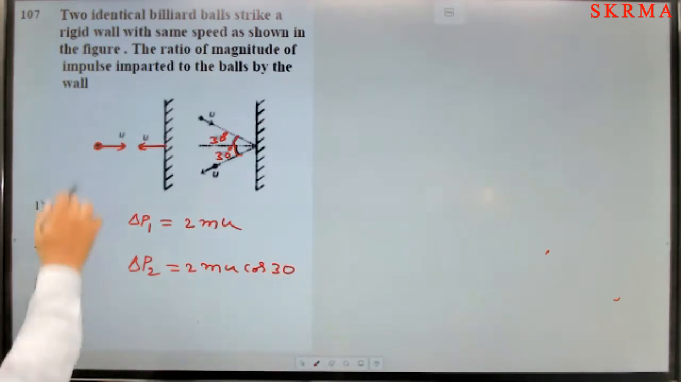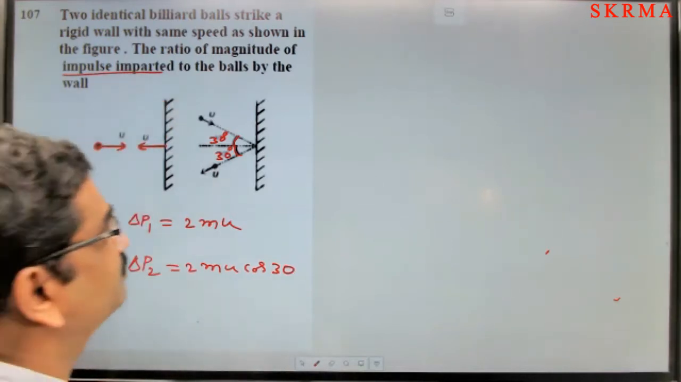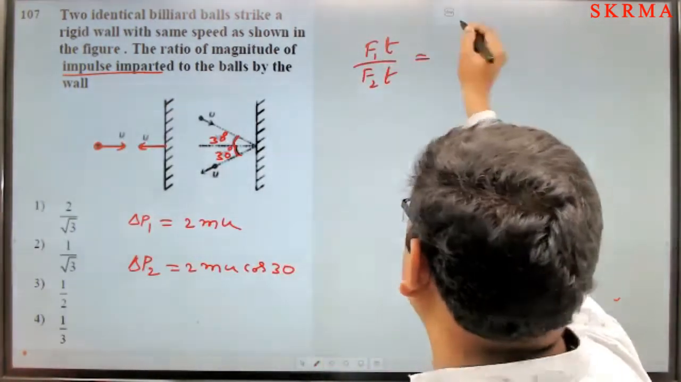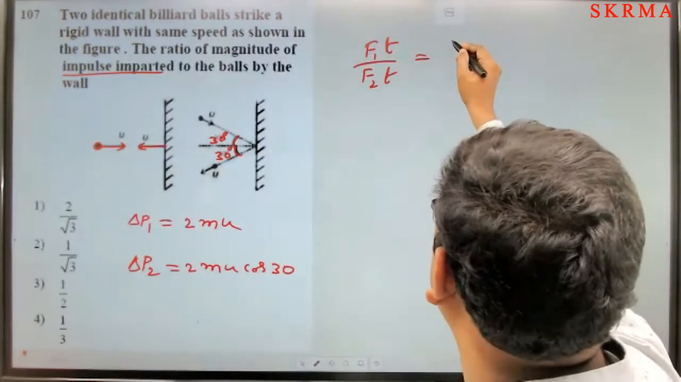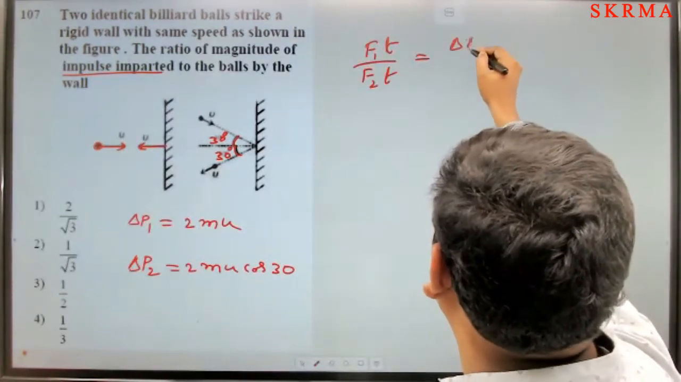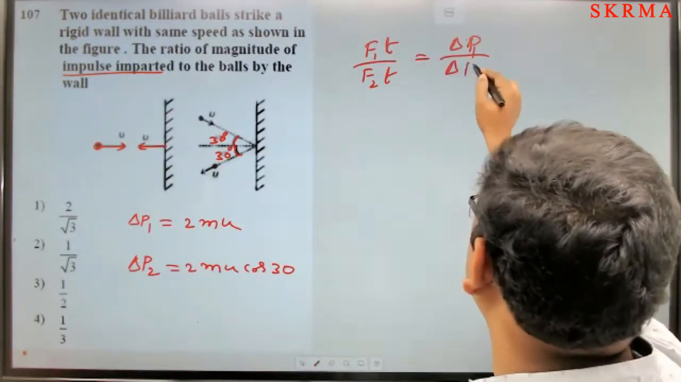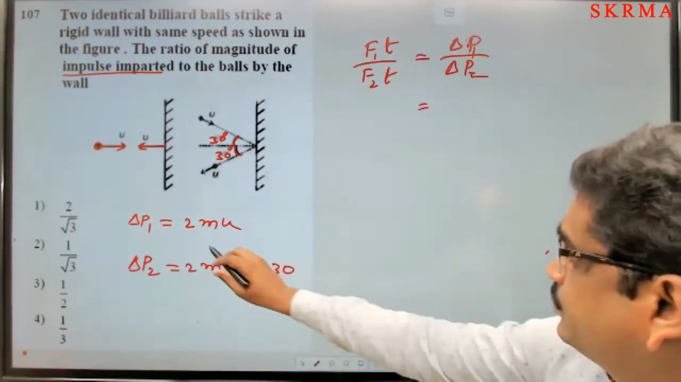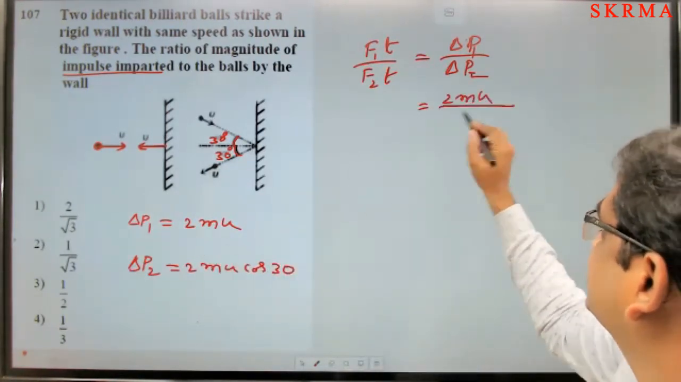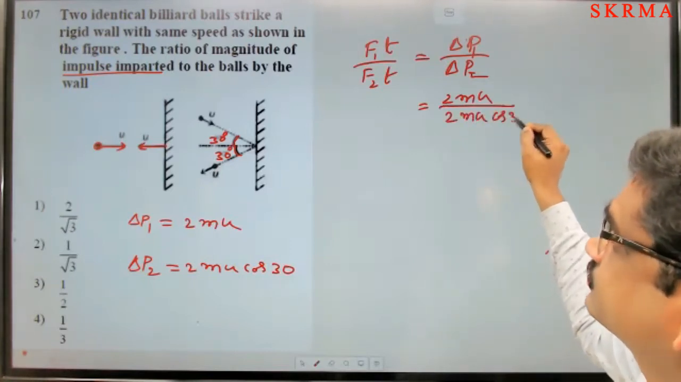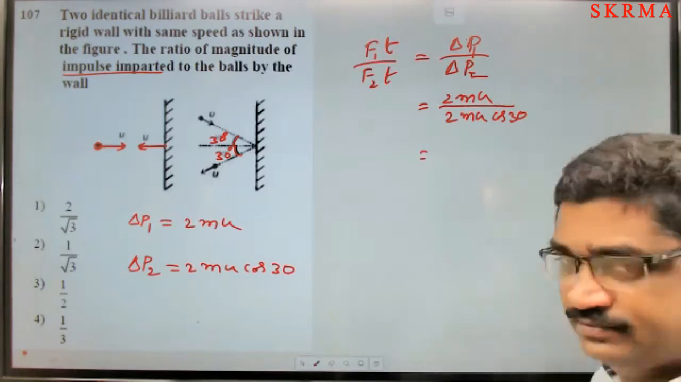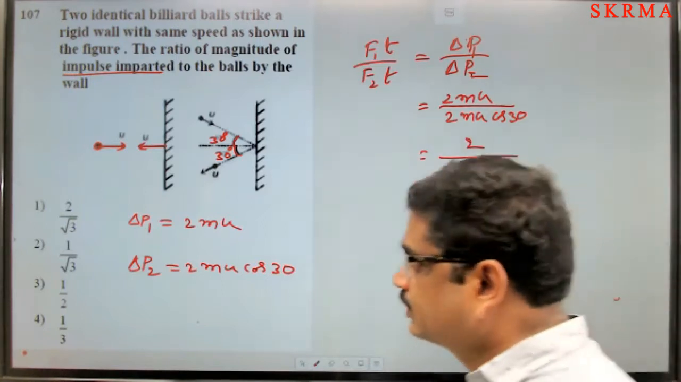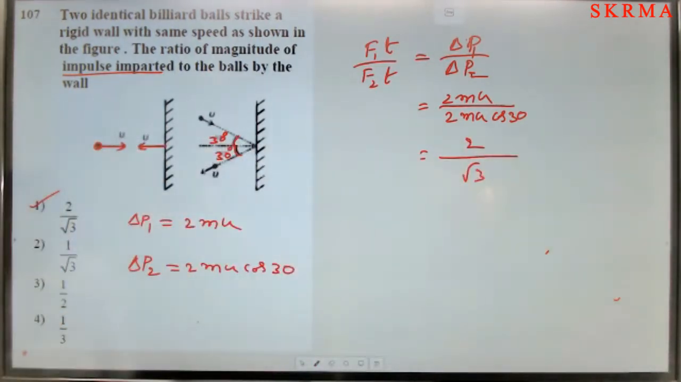Now he is asking about the ratio of the magnitude of impulse. So impulse is nothing but force into time. Force into time, so F1 t1 by F2 t2. So times are equal, so F1 by F2. F can be written as change in momentum by time. Impulse is nothing but change in momentum, so the ratio is the change in momentum in the first case by the change in momentum in the second case. You can directly write impulse equal to change in momentum. Now the change in momentum in the first case is 2mu, in the second case 2mu cos 30. So cos 30 is root 3 by 2, so the ratio is 2 by root 3. First option.